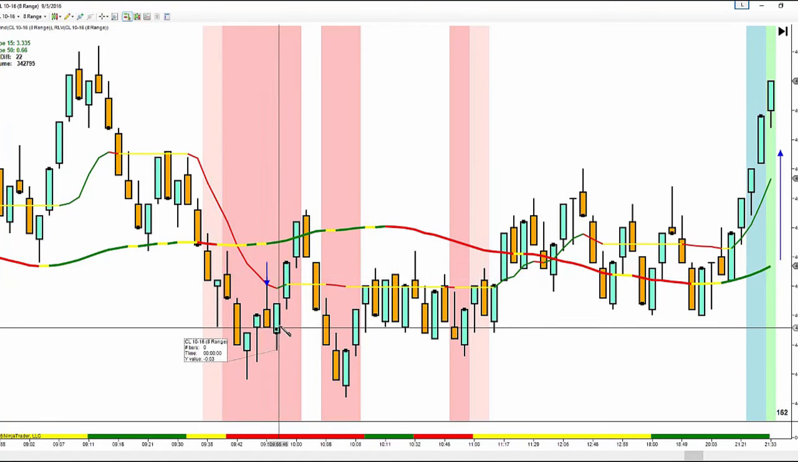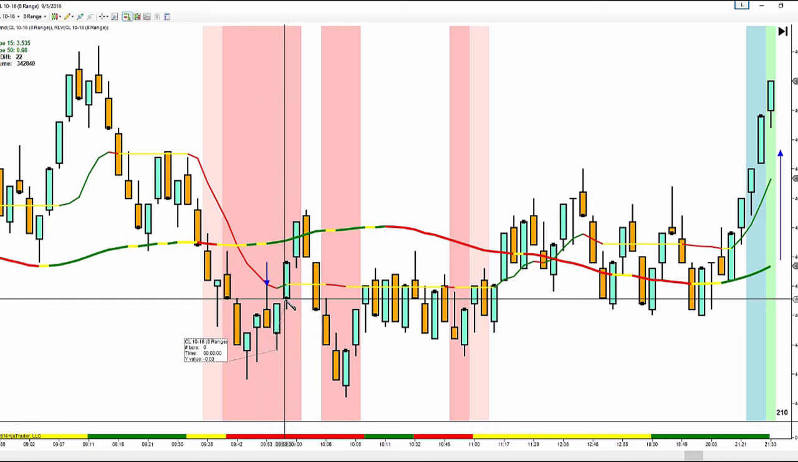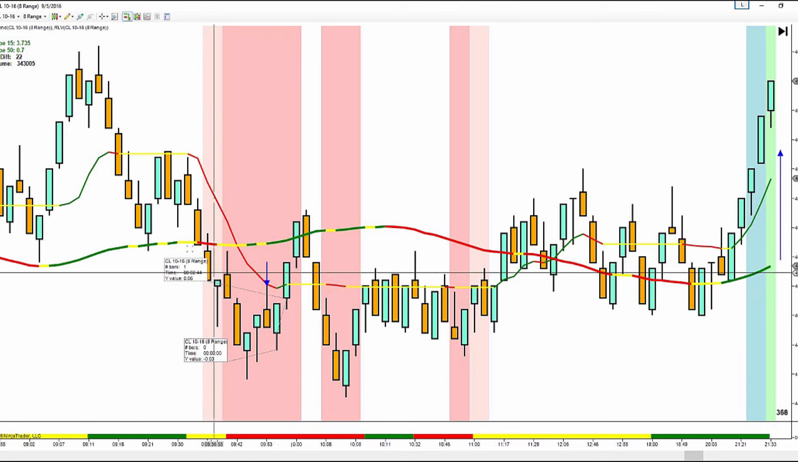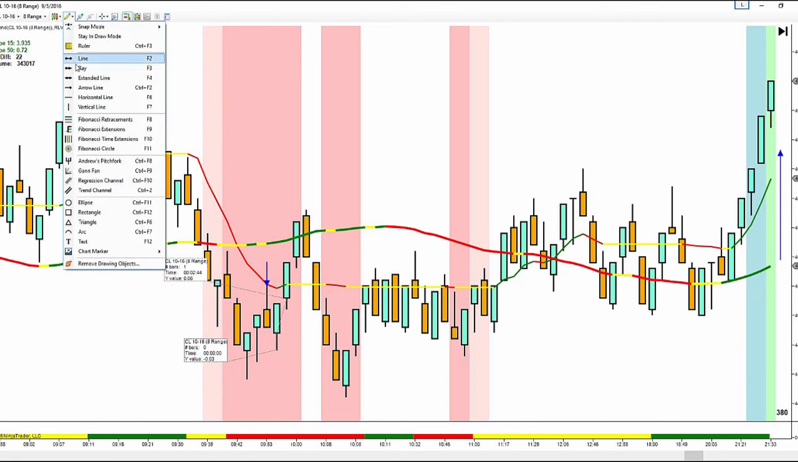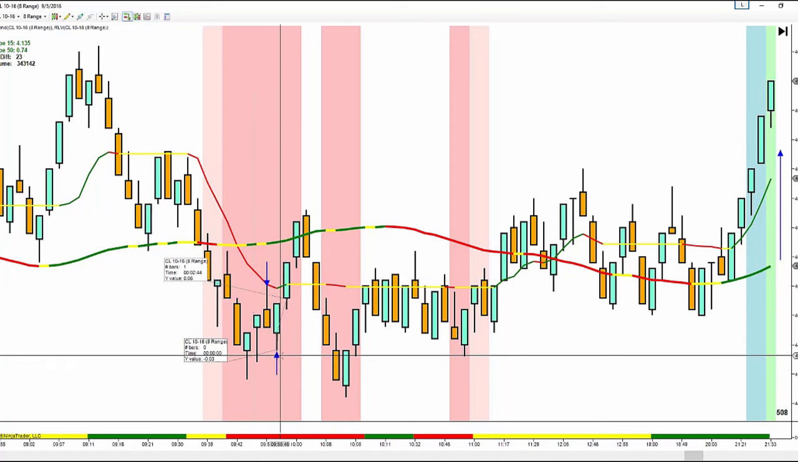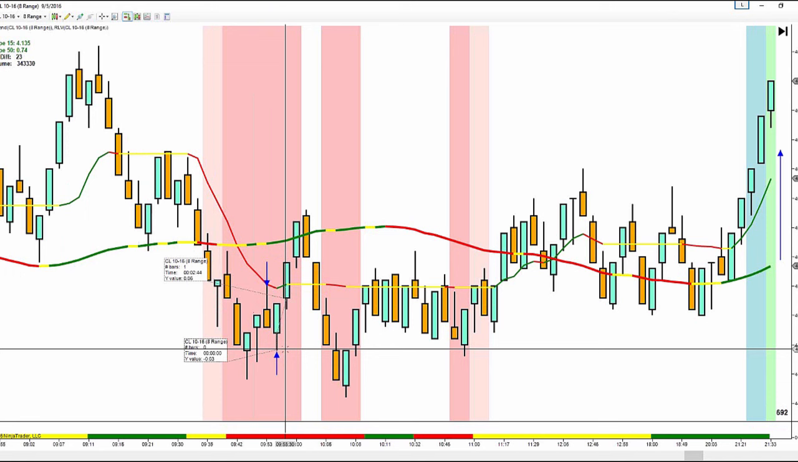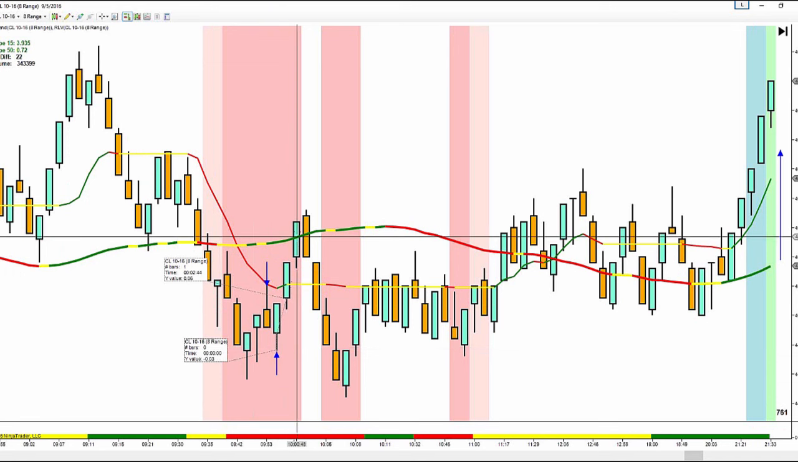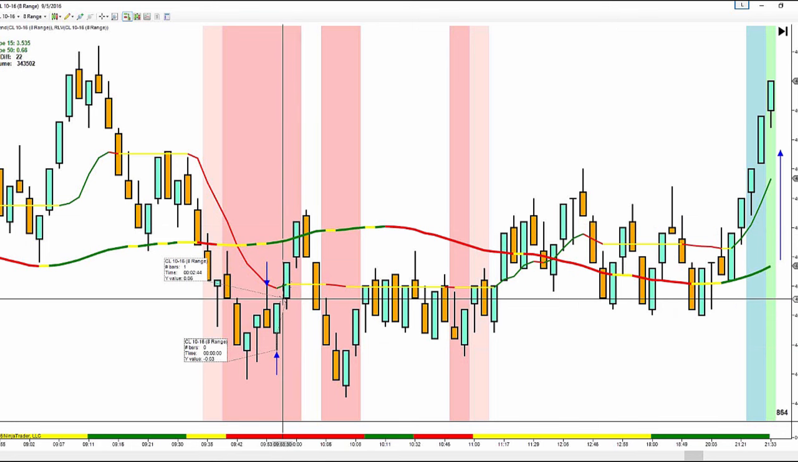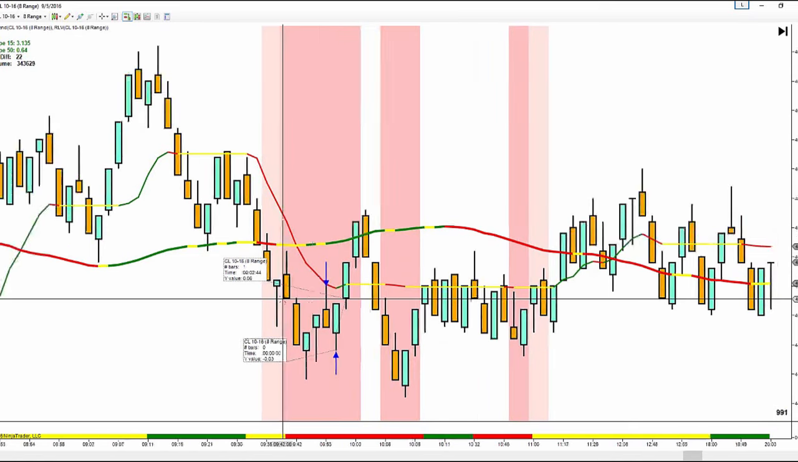So you're going to exit on the close of this up candle, and you're only going to lose 6 cents or 6 ticks. That's why your downside risk is so small. Instead of losing all the way to 10, which is your initial stop, you only lose 60% of that. On 2 contracts, that's $120.